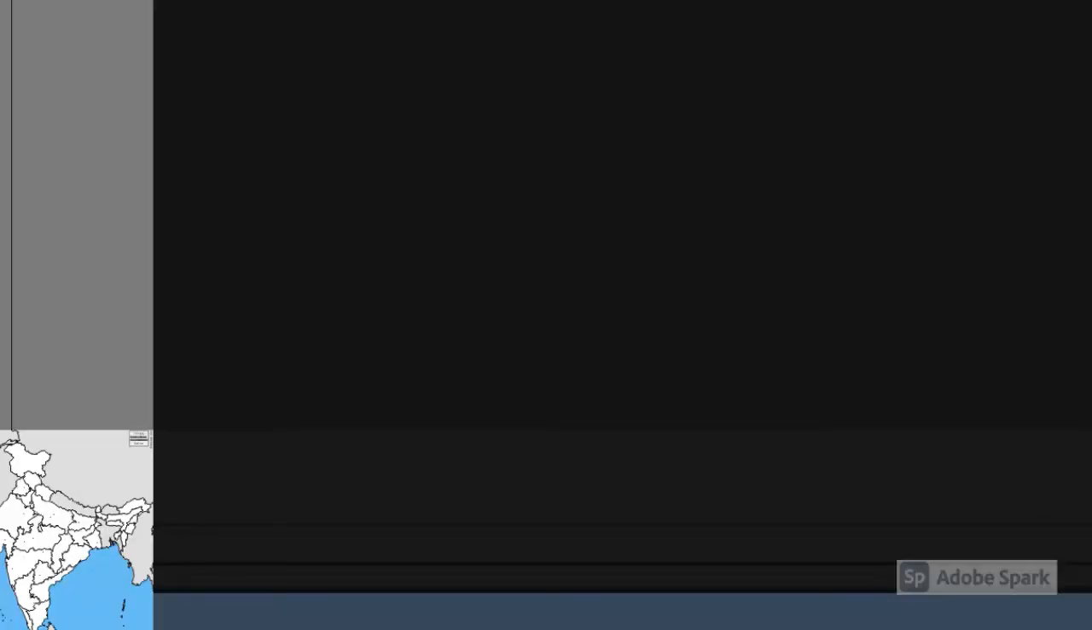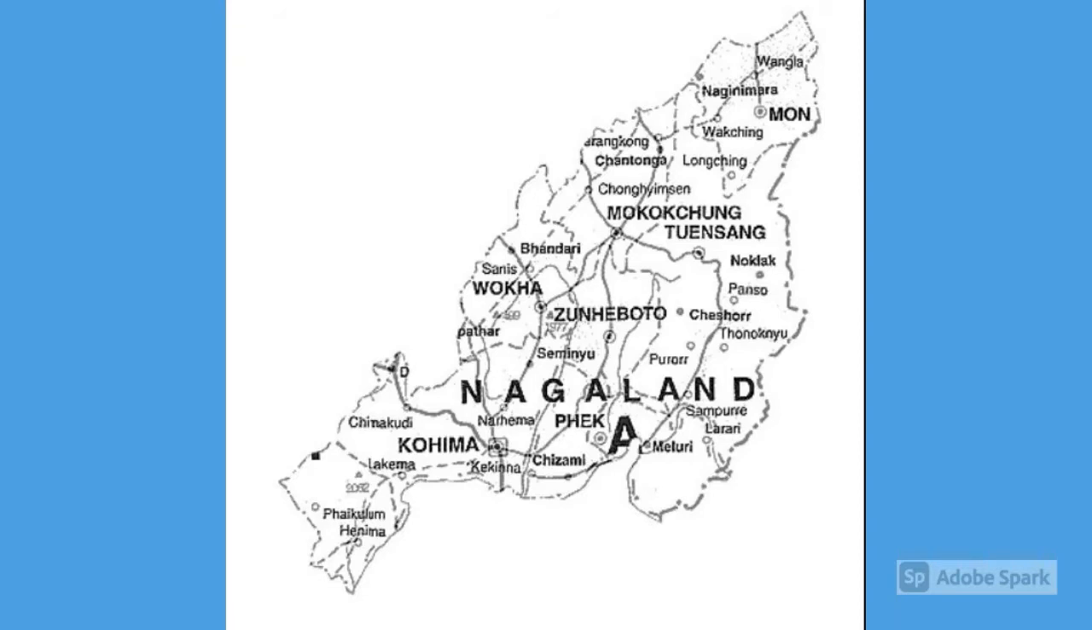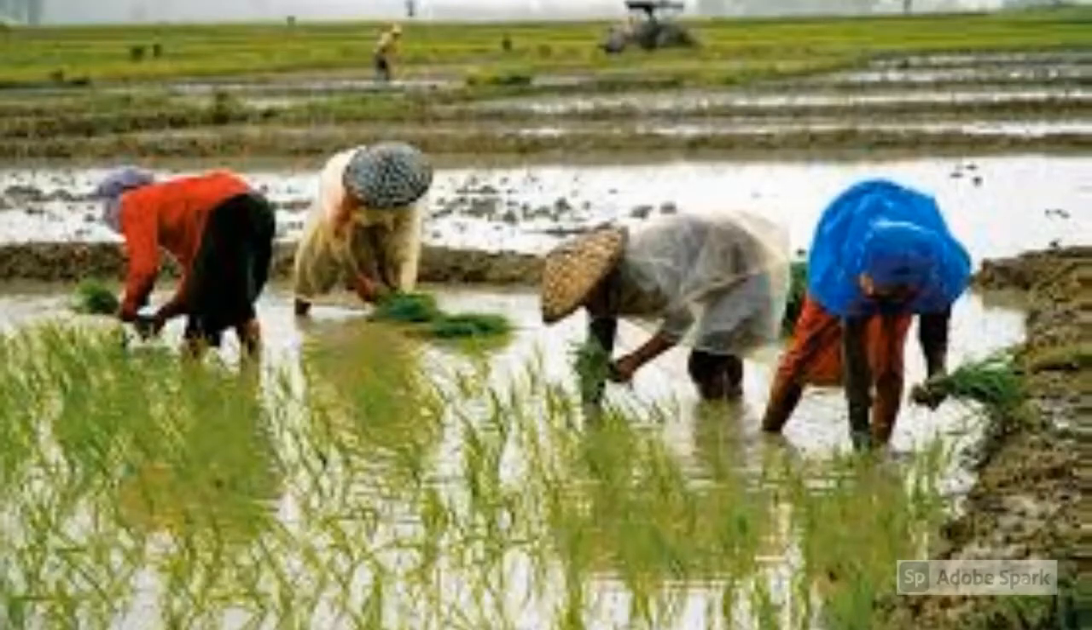Nagaland is a state of northeastern India. It is bordered by Arunachal Pradesh to the north, Assam to the west, Manipur to the south, and the Sagaing region of Myanmar to the east. Nagaland, with its capital city of Kohima and largest city of Dimapur, has an area of 16,579 square kilometers. It has a population of only 19 lakh people. It is one of the smallest states of India.